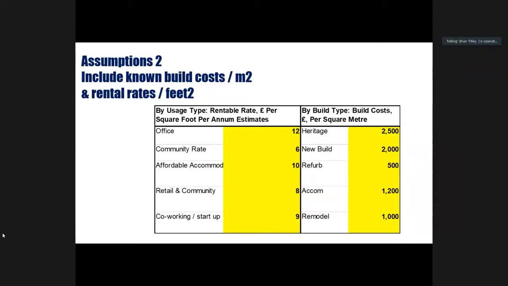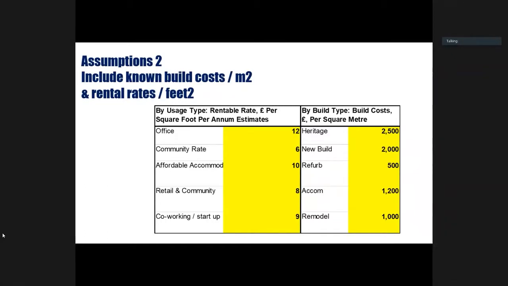Again, these are the parameters that are preset, but you can change. So it's got the usage type. If it's office space, we put in £12 per square foot, and for community rate, that's £6 per square foot. So that's per month, and affordable accommodation is £10, etc.